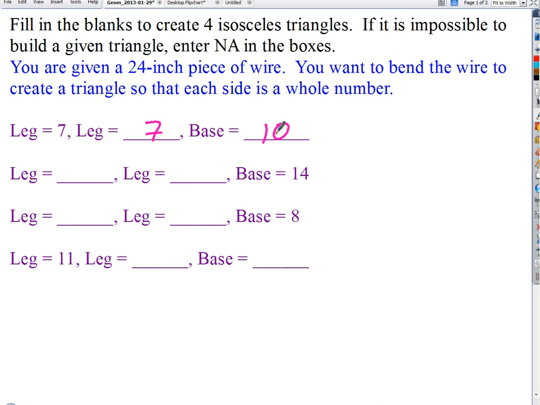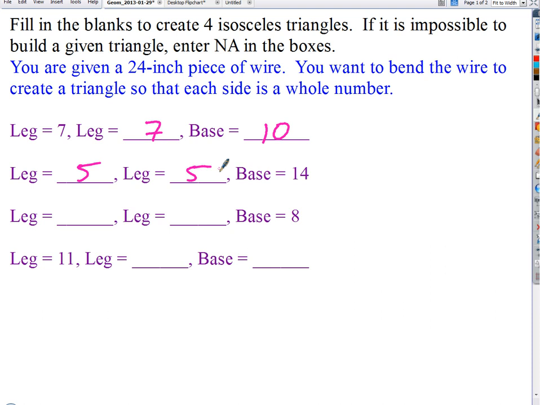Okay, what about this guy right here? What if we don't know what either one of the legs are, but the base is 14? Okay, I subtract 14 from 24, and I get 10 left over for both of the legs. So what would they have to be? 5. They'd have to be 5. Okay, does that work? Some yeses and some no's. So you put NA in each.